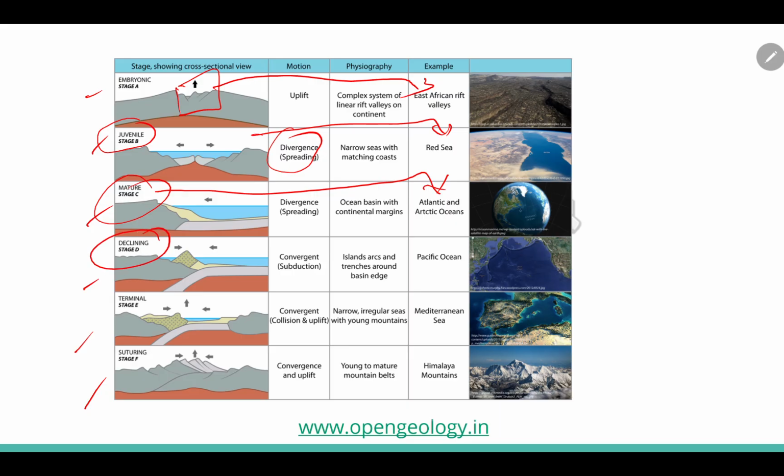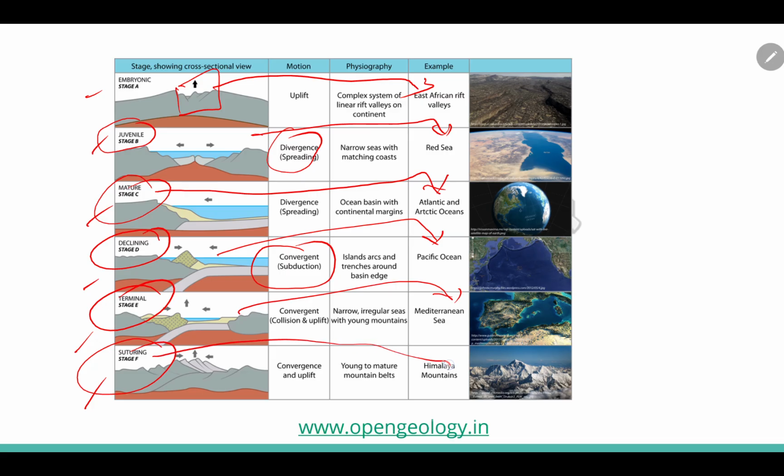Then you have the declining stage, where the margin of the ocean starts collapsing, and you have convergent boundaries along with them. The modern example again is the Pacific Ocean. Then you have the terminal stage, where the ocean is about to end, and the example is the Mediterranean. And the suturing stage, where the ocean has completely been wiped out and now you have mountains like the Himalayas. This is a very good cycle to remember, and from an exam point of view you should remember all of the examples.